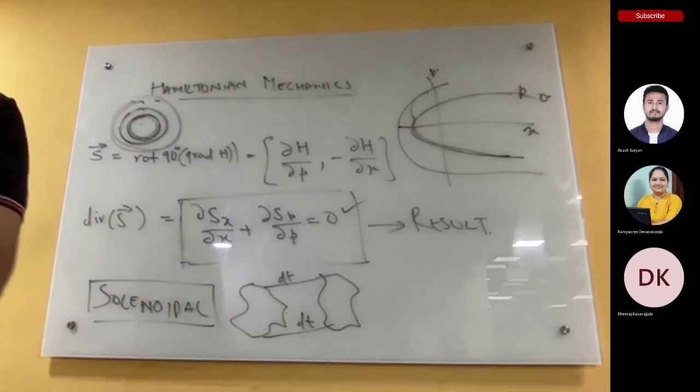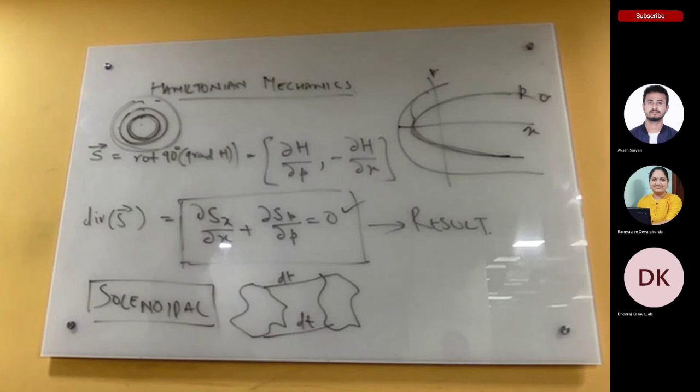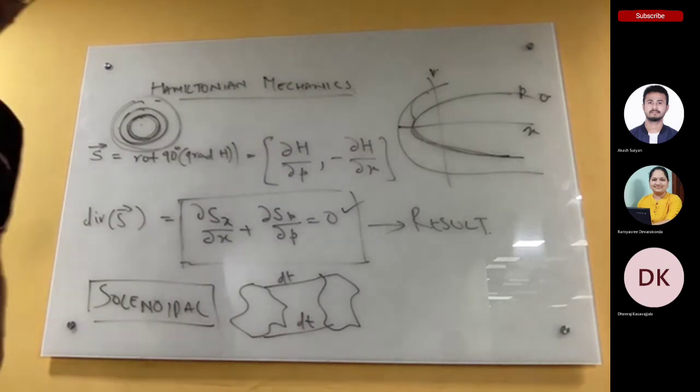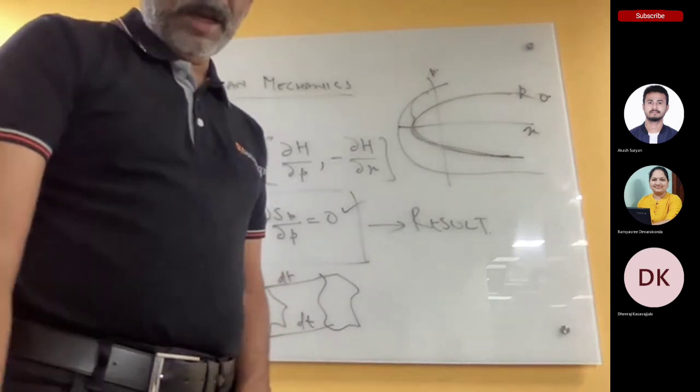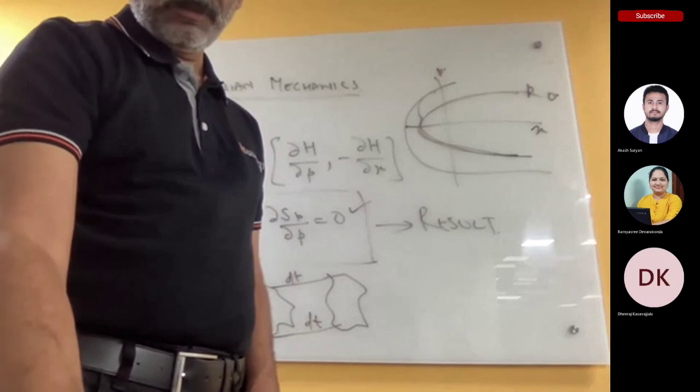So I think this should be enough on Hamiltonian for today. Okay. So guys, I think somebody else left. Whoever is there, Dheeraj, some understanding?